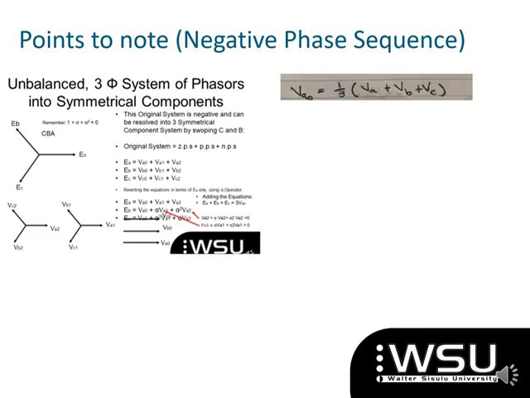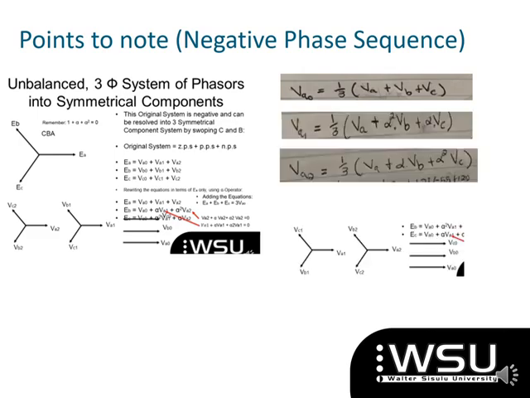Then my VA0 for this negative phase sequence will still be the same, a third of VA plus VB plus VC. But then my VA1 and my VA2, again, it's a matter of swapping them around from what I had on my positive phase sequence.